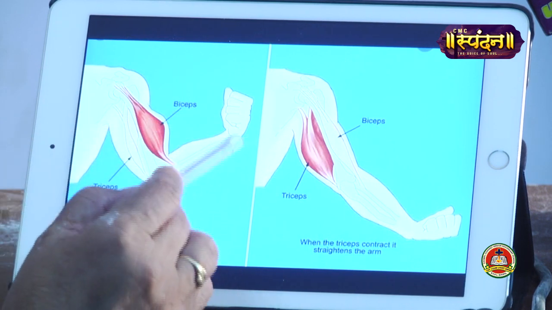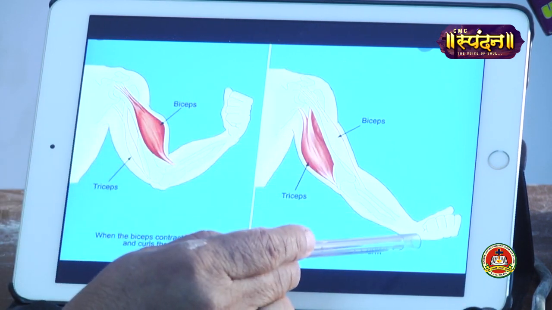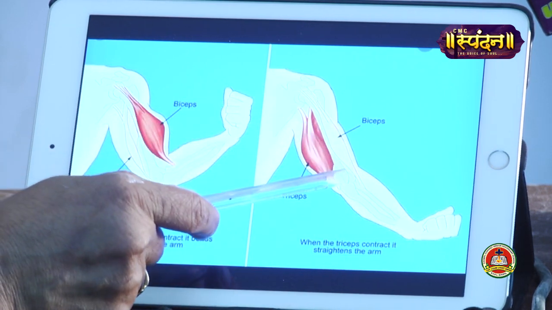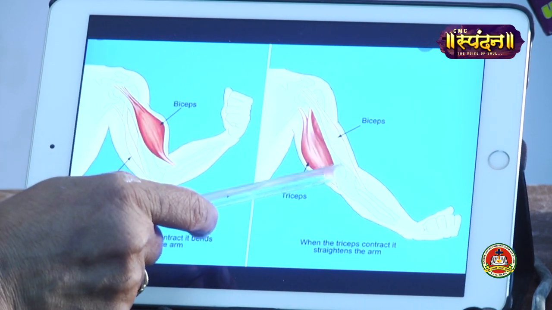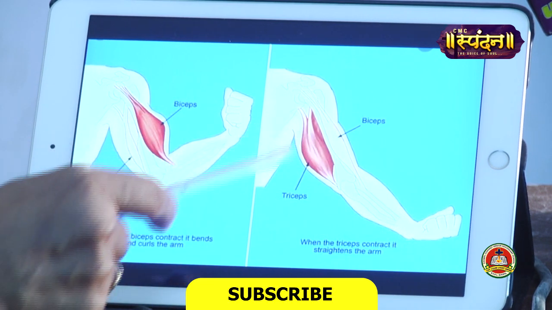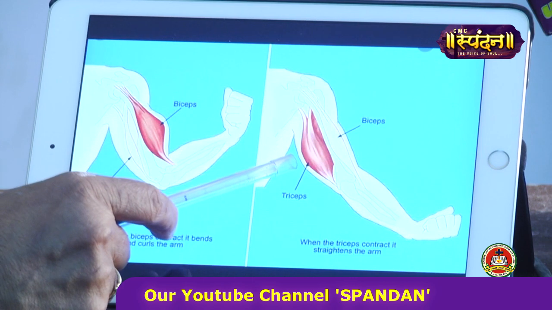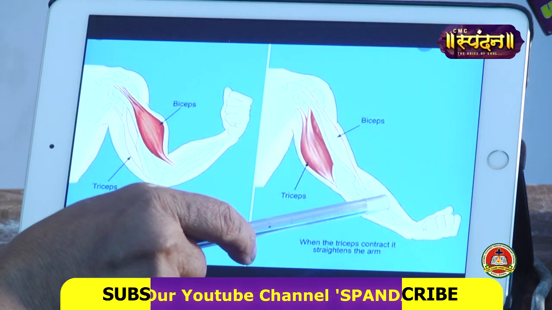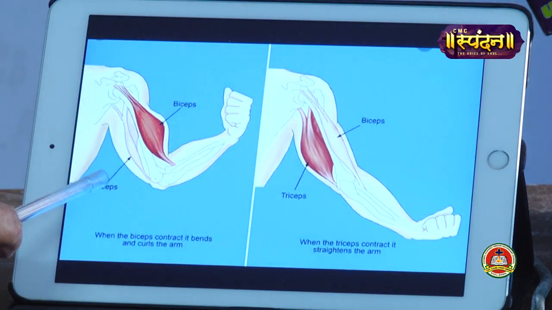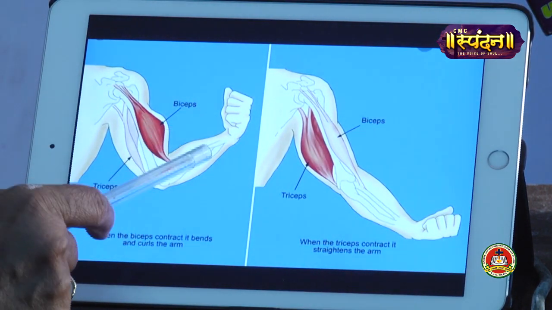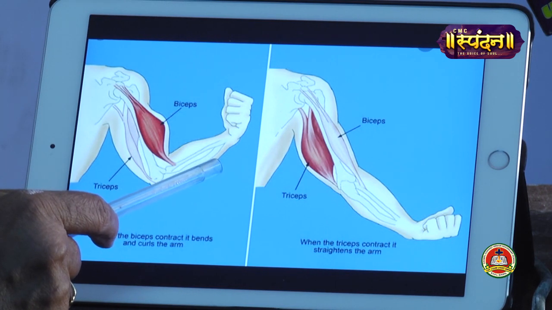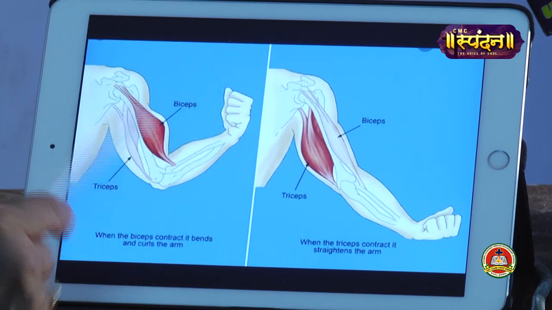Now when you want to straighten your hand again, then the biceps have relaxed, you can see in the picture, the biceps have relaxed, they have come into the normal shape. Whereas the triceps, these muscles, they have now become shortened, they have contracted, and that's how the hand has become straight. So the biceps and triceps are working in pairs to bring out the movement in the hand. I hope it is clear to you, children. So with that, we finish this lesson.